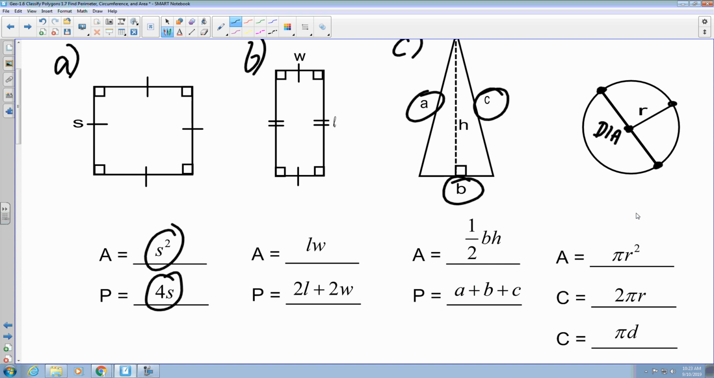So here's the thing, there's only one formula for area, and that is pi times r squared. So whether they give you the diameter or the radius, we must find the radius in order to get the area. Now with circumference, there are two formulas. It all depends on which information is given to you. If they give you the radius, you're going to use 2 pi r. If they give you the diameter, you're going to use pi times d, pi times the diameter. And then we go from there.